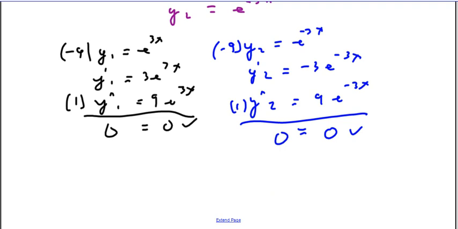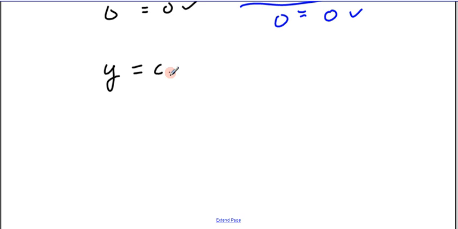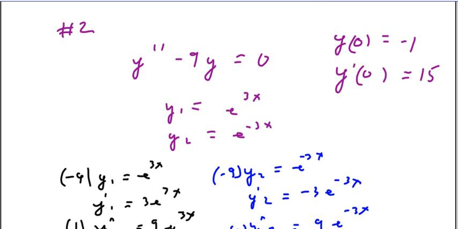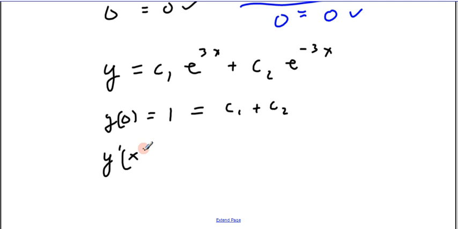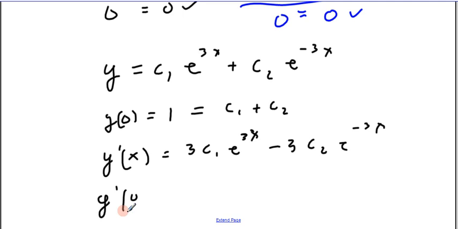Then we're supposed to go and say y is equal to c1 e to the 3x plus c2 e to the minus 3x and come up with what C1 and C2 are, because we know the initial conditions. y(0) is minus 1, y prime (0) is 15. Okay, so y of 0 is equal to minus 1, which means C1 plus C2 has to be minus 1. y prime of x equals 3 C1 e to the 3x minus 3 C2 e to the minus 3x. y prime at 0 is supposed to be 15, which is going to be 3 C1 minus 3 C2.